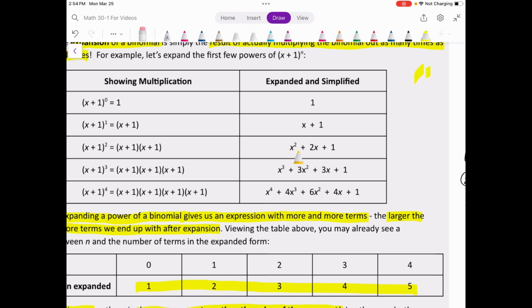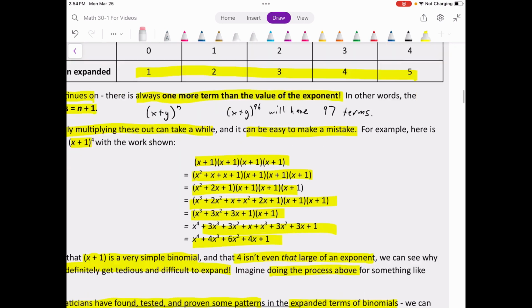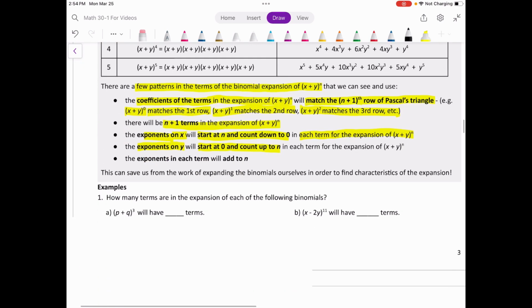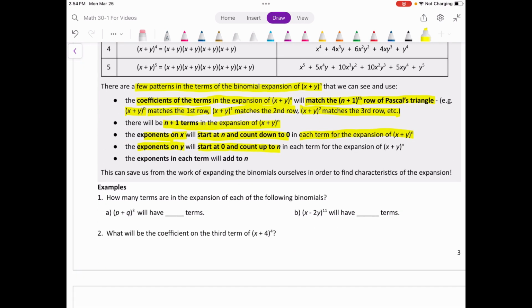What's the exponent on 1 on our second term here? It's 1 to the power of 0, right? Then it's 1, okay? Then it's 1 squared, or 1, okay? And then the exponents in each term will add to n, right?